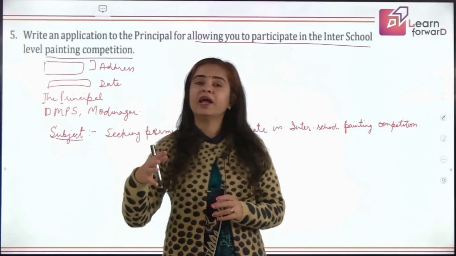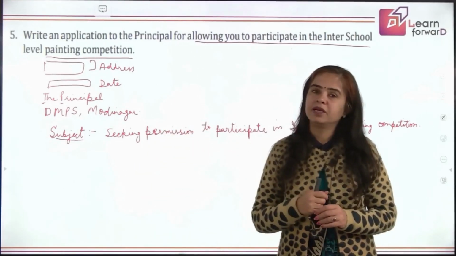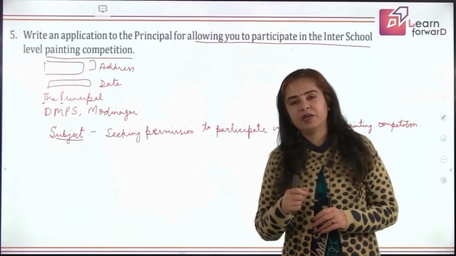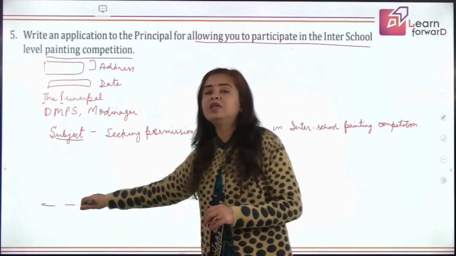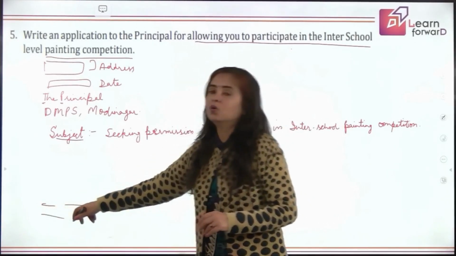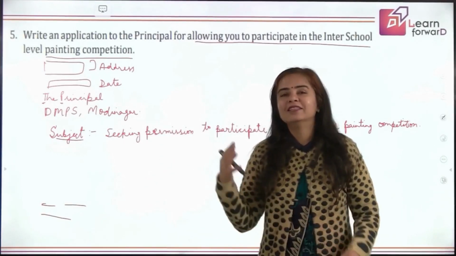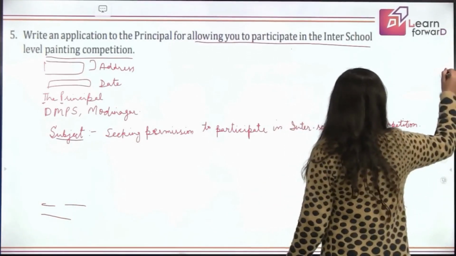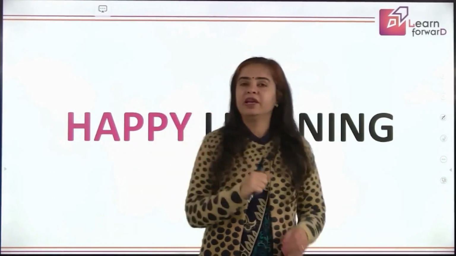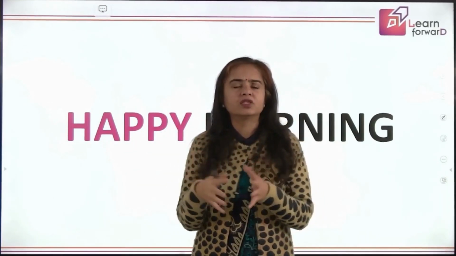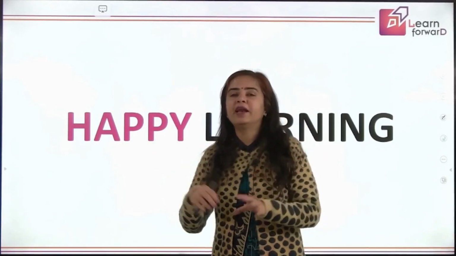So mentioning that, you can then request that kindly allow me to participate in this inter-school painting competition, and then you end up with the words Yours obediently and then write your own name. I hope this body and ending you can write yourself. So this is how we can write different letters, the formal and informal letters. You can pick up different topics and keep trying writing letters and applications to formal and informal relations.